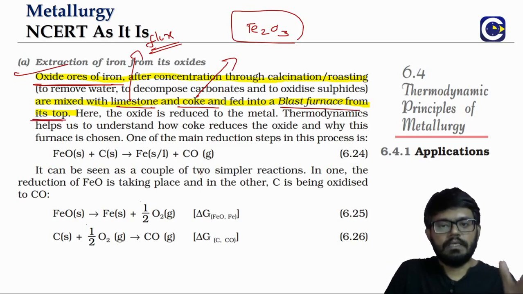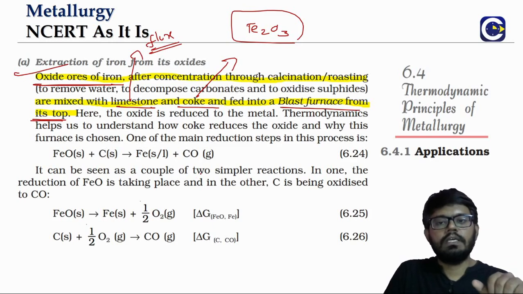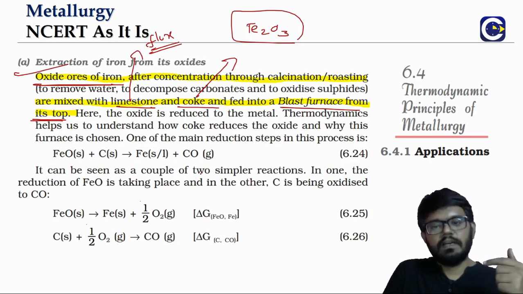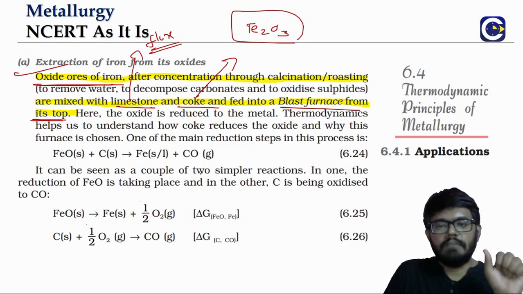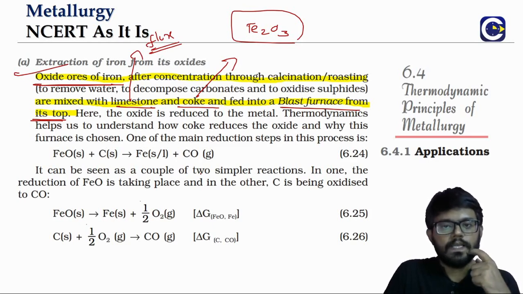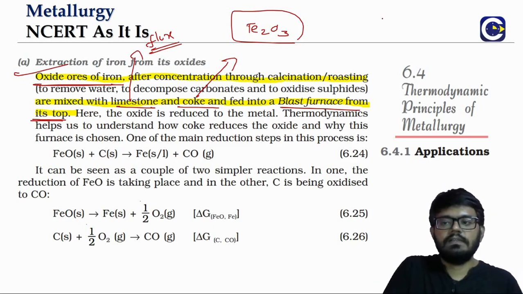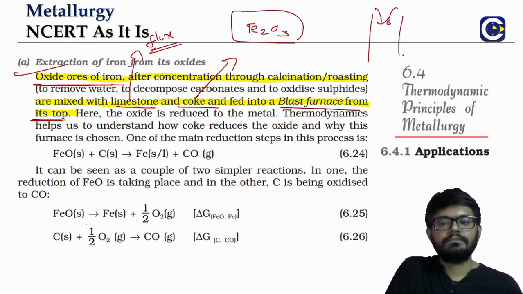In our NCERT purview, we will mostly be talking about two kinds of furnaces. One is the blast furnace, the second is the reverberatory furnace. In the case of iron extraction, we will talk about the blast furnace. In the case of copper extraction, we will use the reverberatory furnace. When we feed this mixture from the top of the blast furnace, we will discuss the blast furnace in detail. What we will see happening broadly is the iron oxide getting reduced.